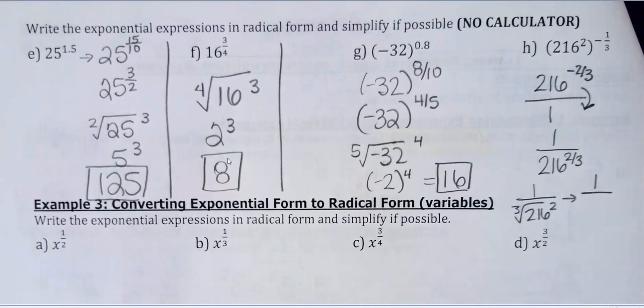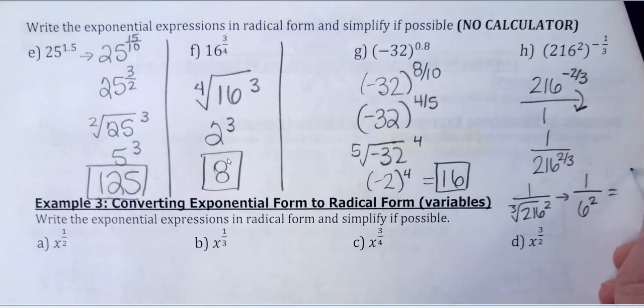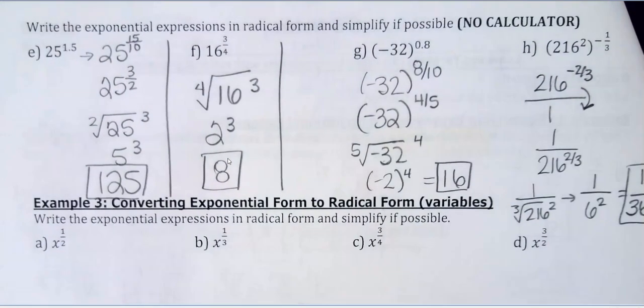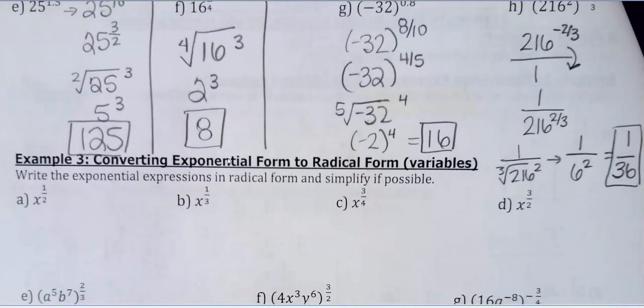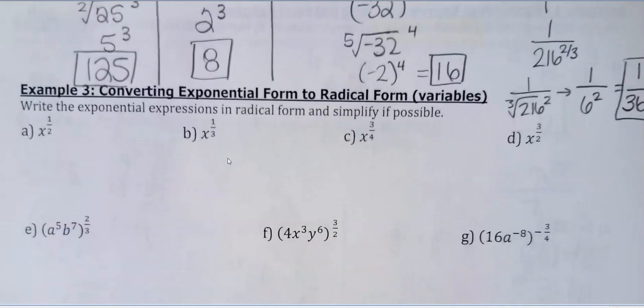6. Okay, so cube root of 216 is 6, and then we got to square that. So my answer here should be 1/36. Sorry. Okay. Now I know it looks like there's a lot more problems here. We're just going to do these real quick.